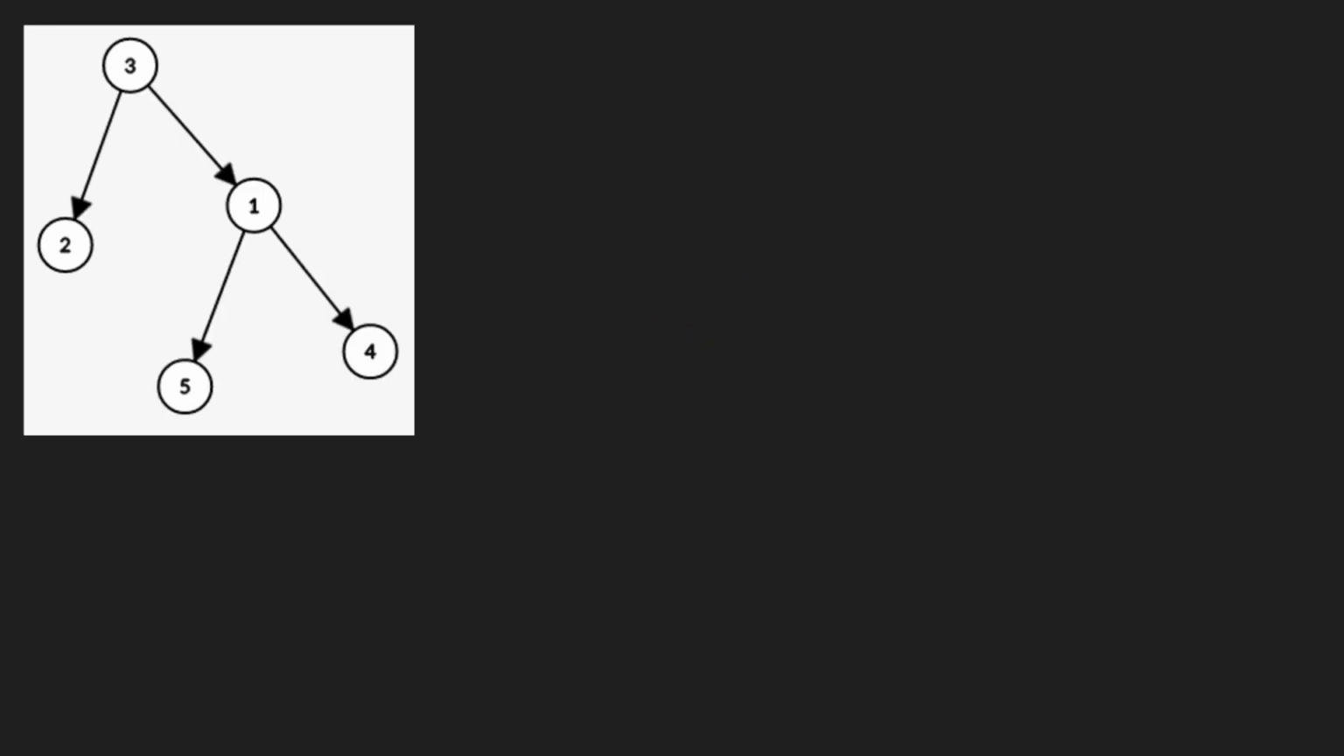Let's talk about 1 now. 1 can appear only after 3. So the minimum index in which 1 can appear is the first index. Well, what is the maximum index in which 1 can appear? It should appear before 5 and 4 both. So the maximum index in which 1 can appear is two before the last index. So the possible indexes in which 1 can occur are 1 comma 2.